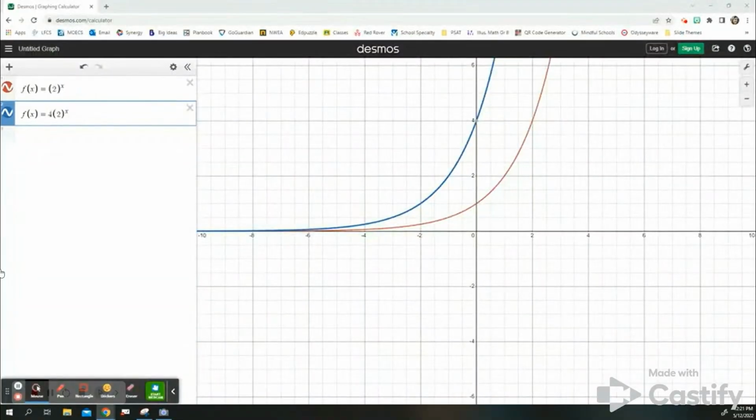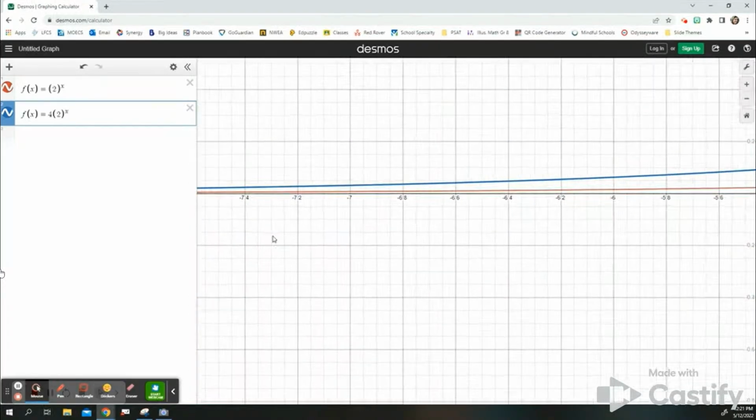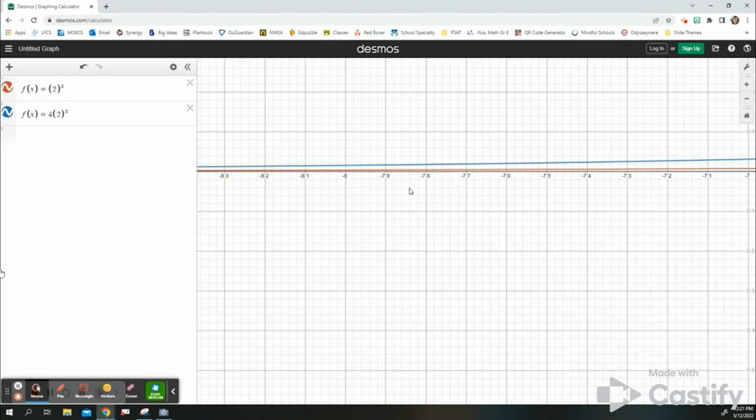So if I look at that, the red one is our parent function. So this is the original. And the blue line is the one that we just graphed on our paper. So notice that the blue line is steeper than the red line is. But notice they both come very, very close. And if we were to zoom in, you would see they never actually touch the x-axis. They just get super, super close to it.